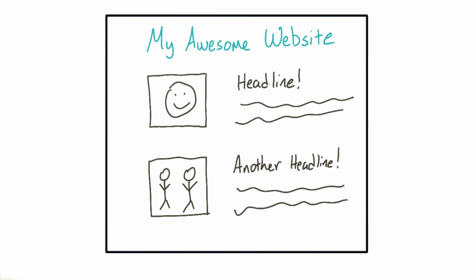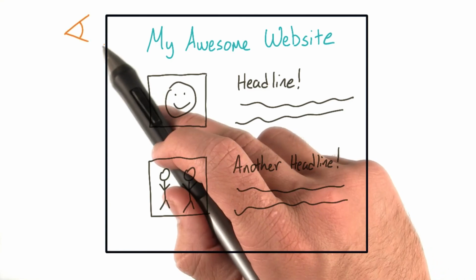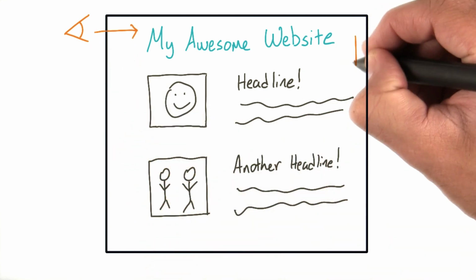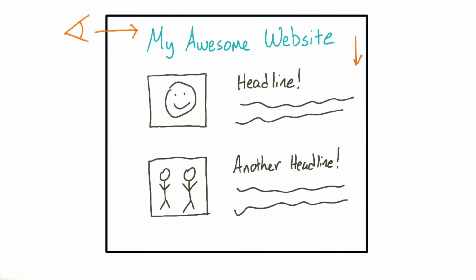Our eyes naturally follow patterns when we look at things. We usually start in the top left, and then we'll look from left to right, and then top to bottom. Traditional print media takes advantage of the patterns our eyes follow, and so do websites.